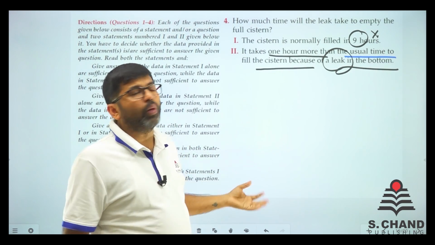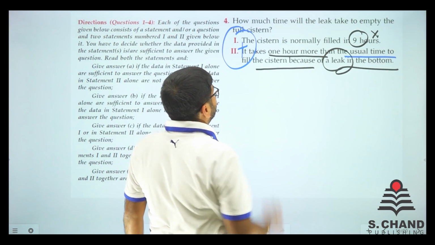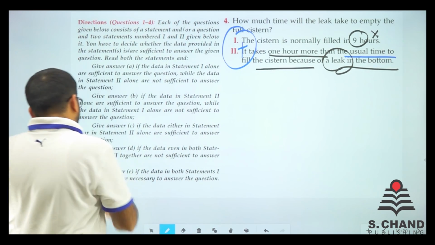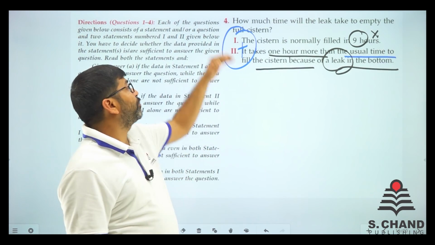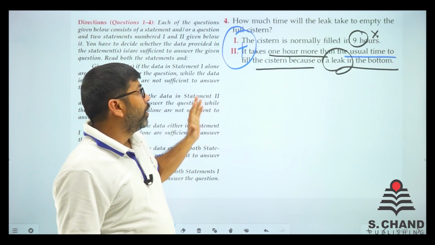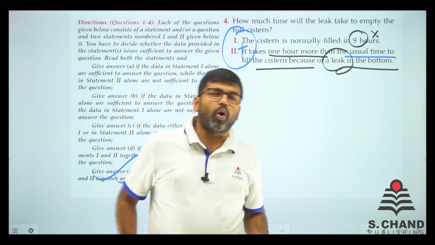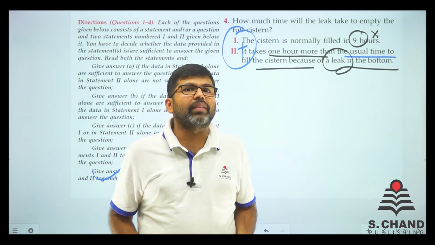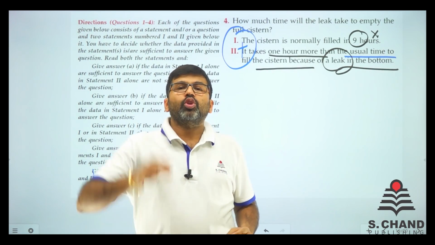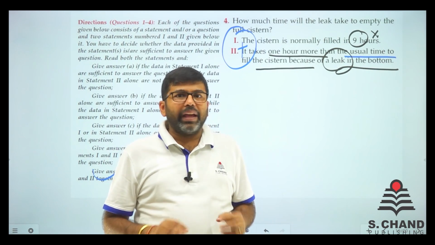So the leak we can find out. If both the equations are given, we add these equations and we'll get the answer. So the answer is 5. That means first and second both are given, and both can find the answer. So in this way, you will do all the data sufficiency questions also. So this chapter, now I think it will be very easy for you to do all the questions. This is the way you do and get the answers.